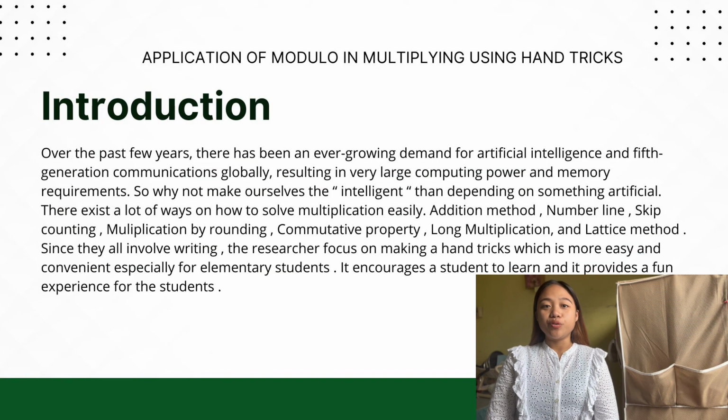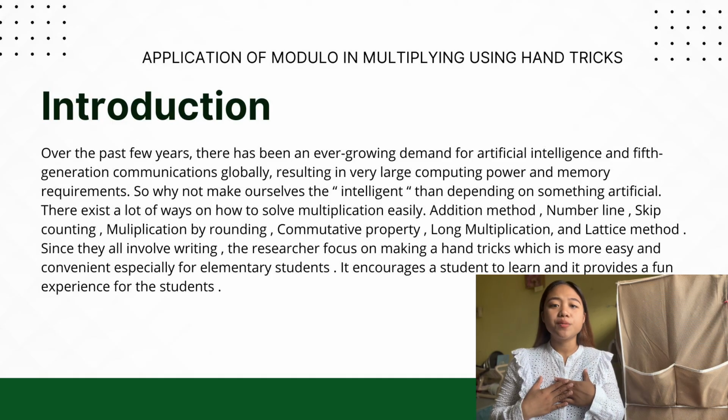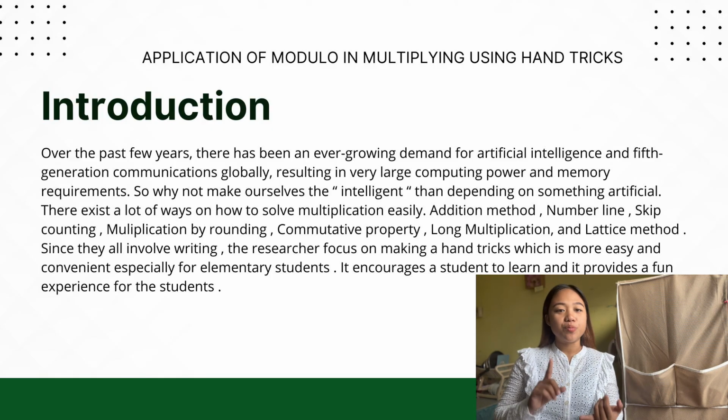Over the past few years, there has been an ever-growing demand for artificial intelligence and fifth-generation communications globally, resulting in very large computing power and memory requirements. So, why not make ourselves the intelligent rather than depending on something artificial? Well, there exist a lot of ways to solve multiplication. We have the addition method, number line, skip counting, multiplication by rounding, commutative property, long multiplication, and lattice method.